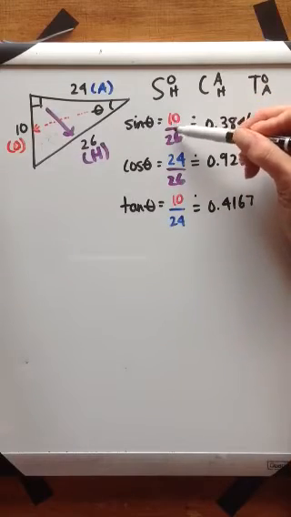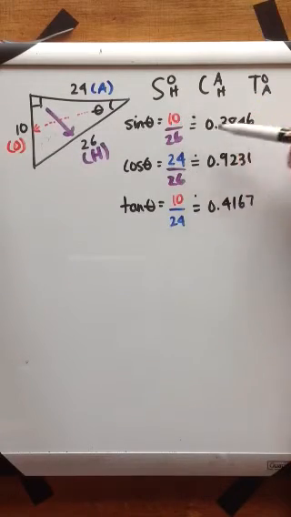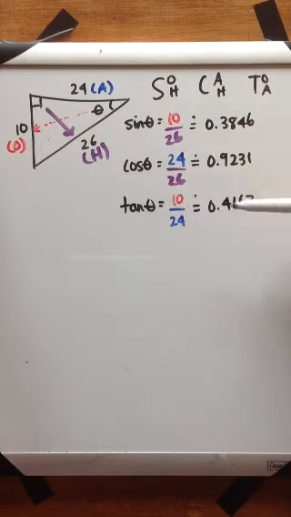Okay? So when it asks us for the primary trig geometric ratios, it's looking for this value here. You can leave it as a fraction or you can express it as a decimal. Okay? These are the ratios in both forms.